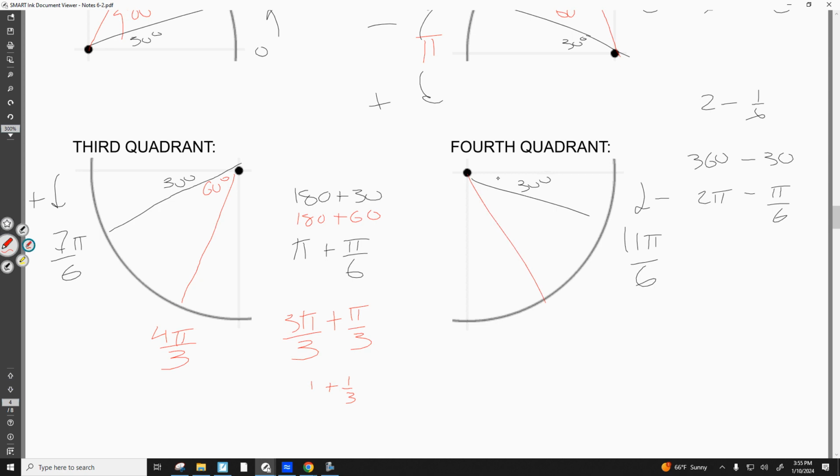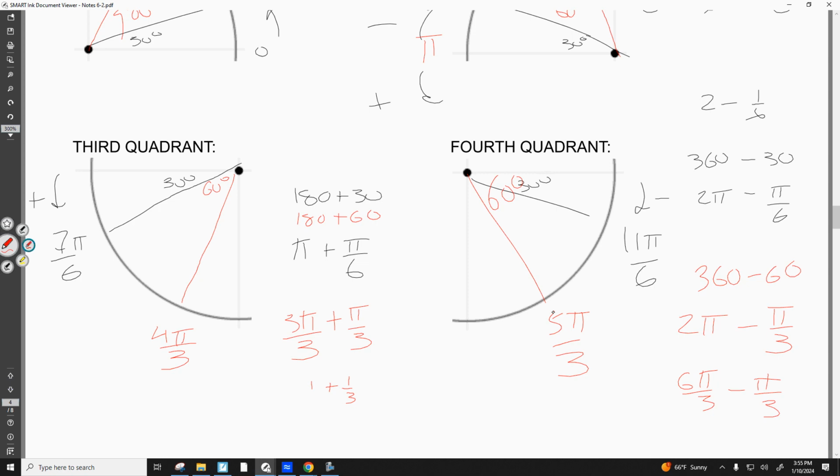This, in the fourth quadrant, 60 degrees away from the x-axis, is like going all the way around to 360, but subtracting 60 degrees. That's like 2 pi minus pi over 3. What's 2 pi minus pi over 3? What's the fourth quadrant angle? Good. It's like 2 minus a third. It's like 6/3 minus a third, which is 5/3. It's like 6 pi over 3 minus a pi over 3, which is 5 pi over 3.